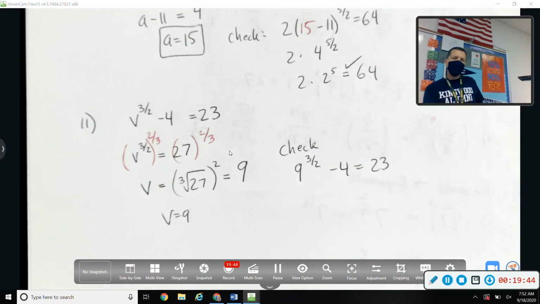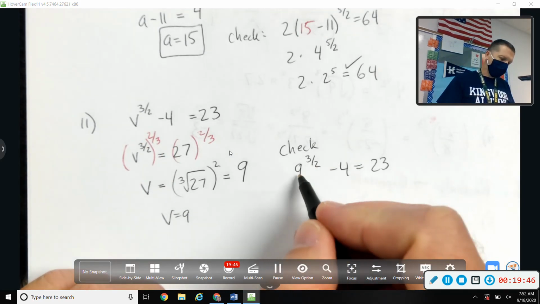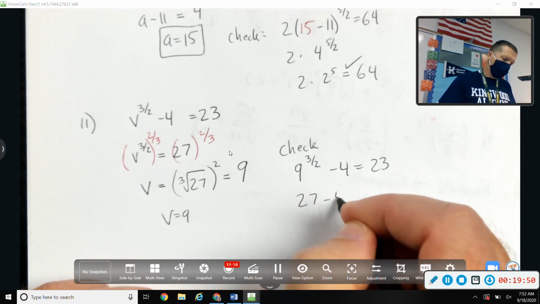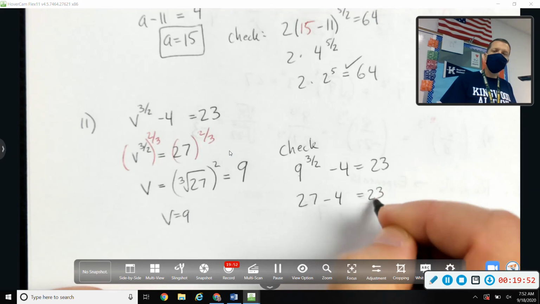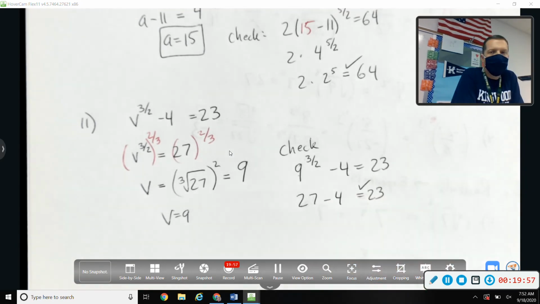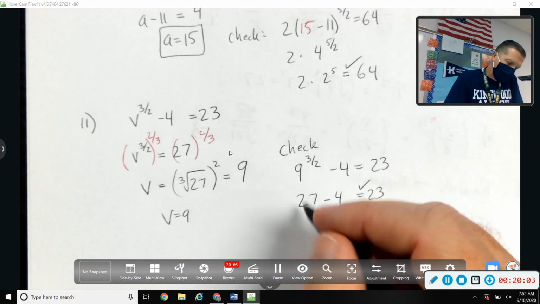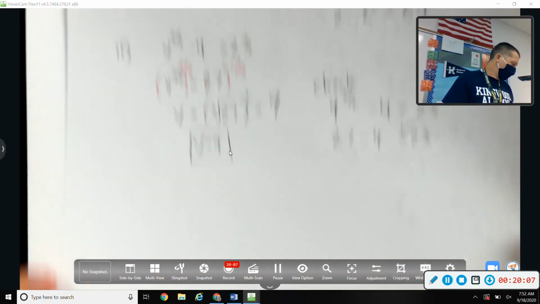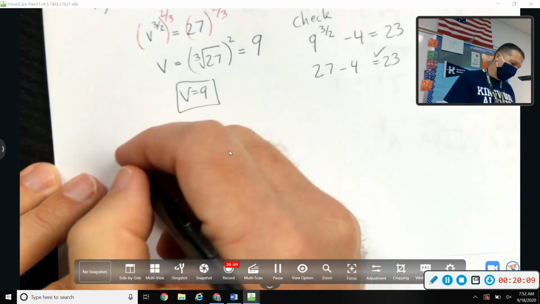9 to the 3 halves minus 4. So square root of 9 is 3. 3 cubed is 27. I did the shortcut that time. Didn't show my work. Be careful on doing it that way without showing anything. So yeah, 9 worked, so we're okay with 9 as an answer. Again, check your answers, just to be careful.